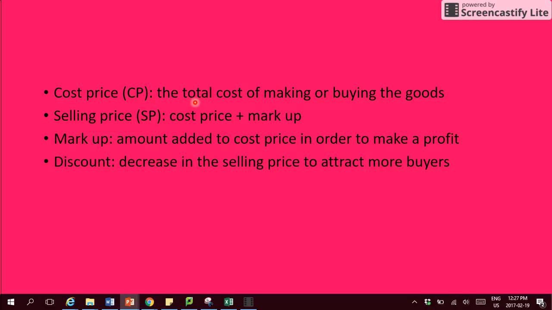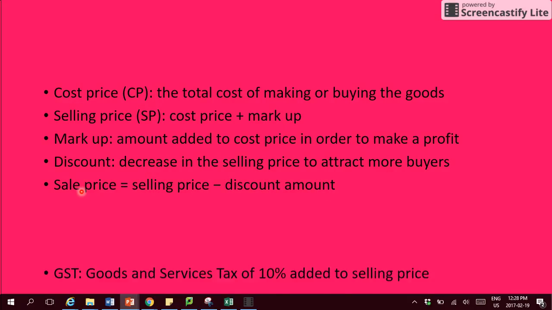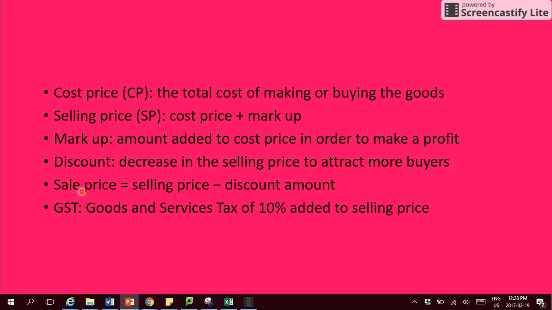Your discount, now that's your decrease, the discounts we love, on the selling price because we want to attract more buyers. Your sale price is equal to your selling price, so the one in the shop with a little label on, take away the discount amounts. So that gives you your sale price. And then we've got your GST, which is your goods and services tax, which is 10% in Australia, and it's added to your selling price. So once you've worked out your markup, you then add on your GST because that has to go to the government. And then your profit is the difference between your selling price and your cost price.